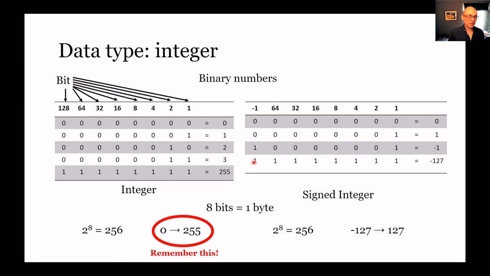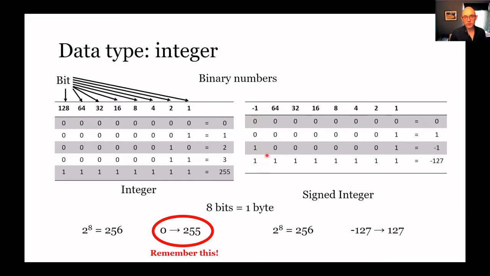This is a convention. It doesn't have to be this way, but this is the way it's being implemented in computers. Generally speaking, for a signed integer, what we have is 8 bits in a byte, and if the left-hand digit is a 1, then it's a negative number. If it's a 0, it's a positive number.